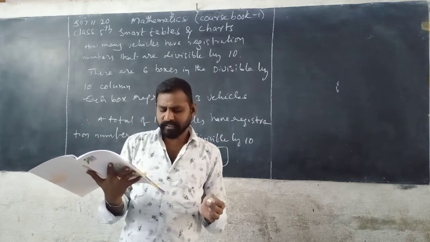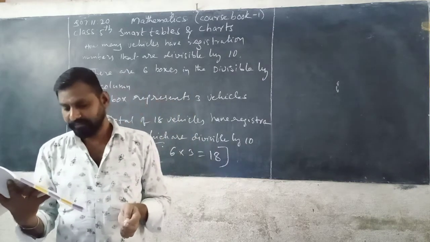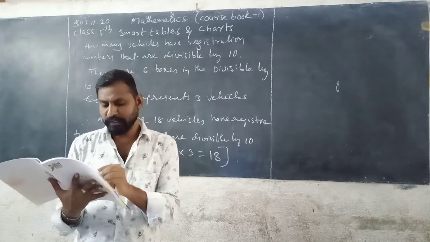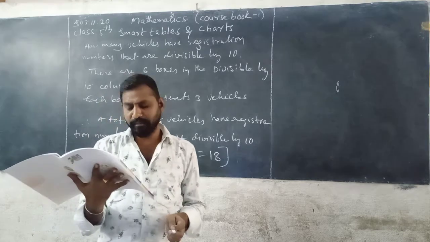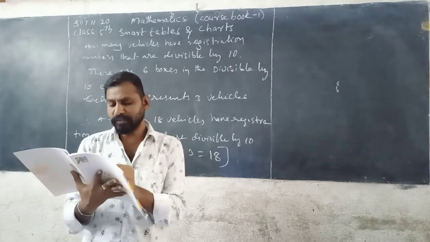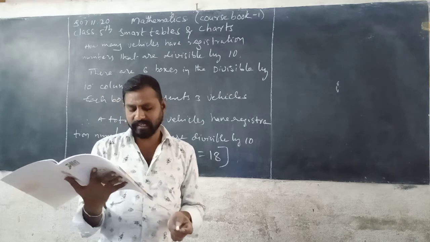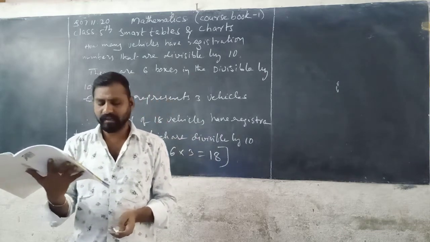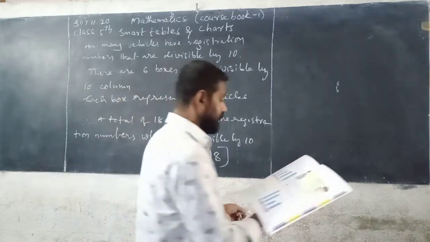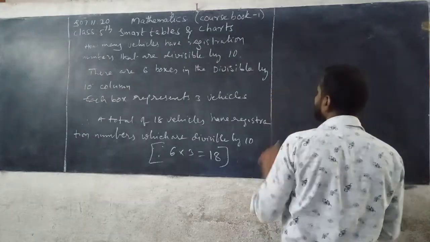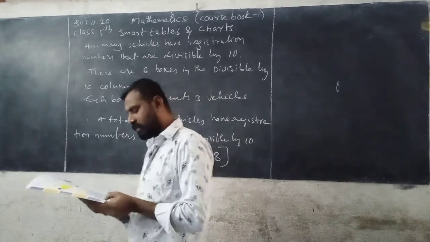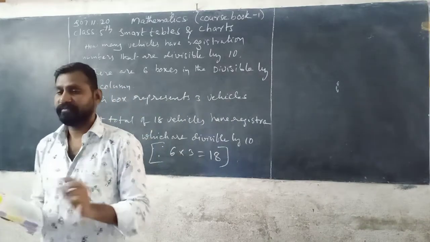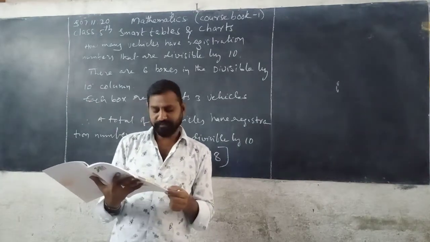They have 5 boxes in each. Divisible by 2: 1, 2, 3, 4, 5 boxes, and divisible by 5: 1, 2, 3, 4, 5 boxes. Since each box represents 3 vehicles, both categories consist of 5 boxes. 5 into 3 you can get 15. So here in your book 12 vehicles each is given. So this is not correct. You can correct it to 15 vehicles.